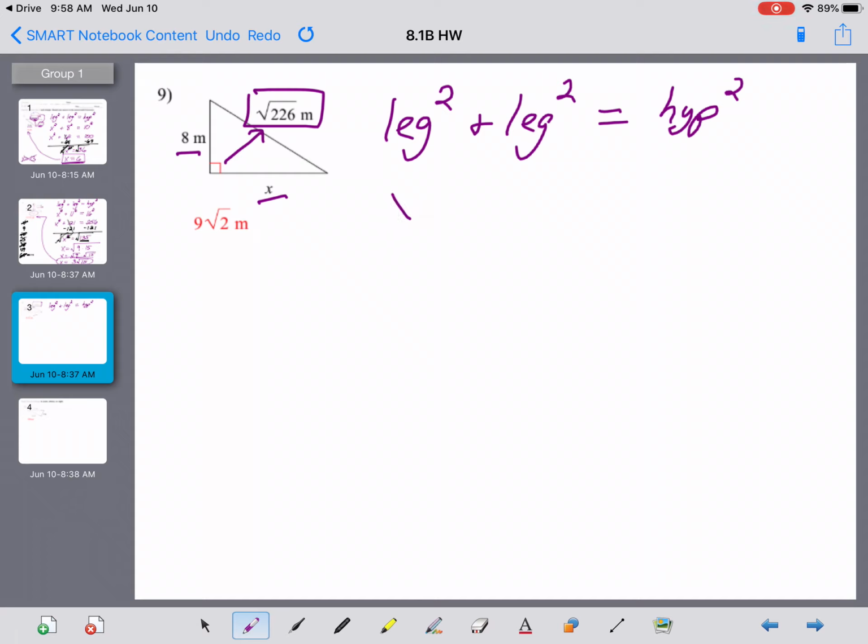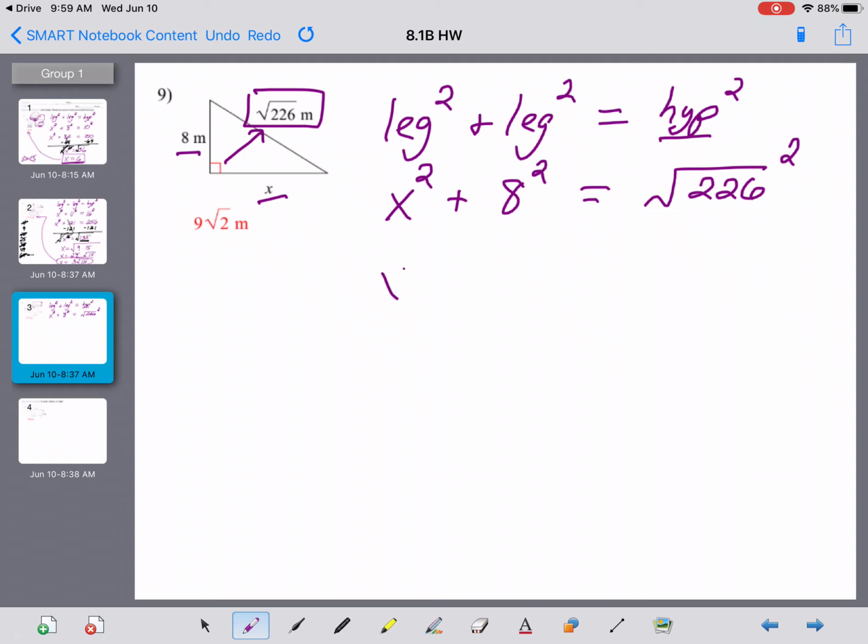So one of our legs is x, and we'll square that. The other leg is 8, and we'll square that. And here's where it gets weird. The hypotenuse is the square root of 226. That's the length of the hypotenuse, but we now need to square that. And something weird happens here in just a second.